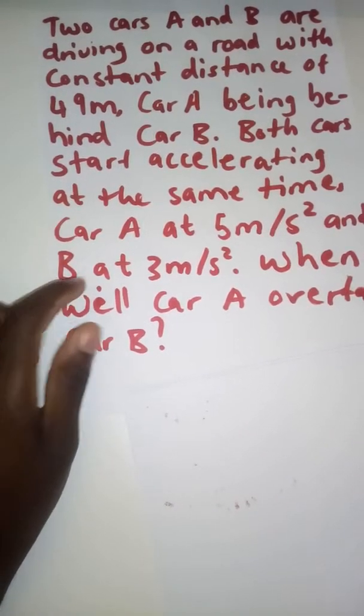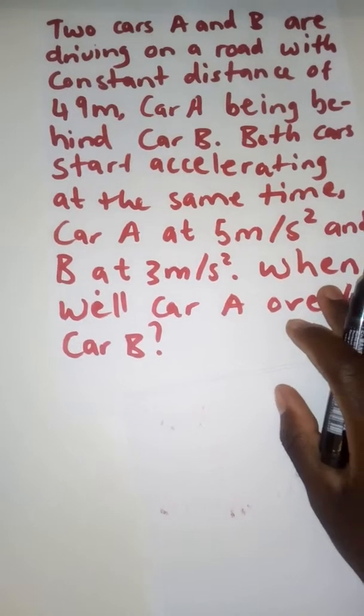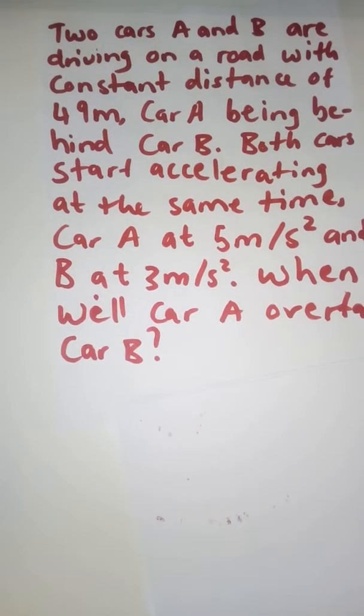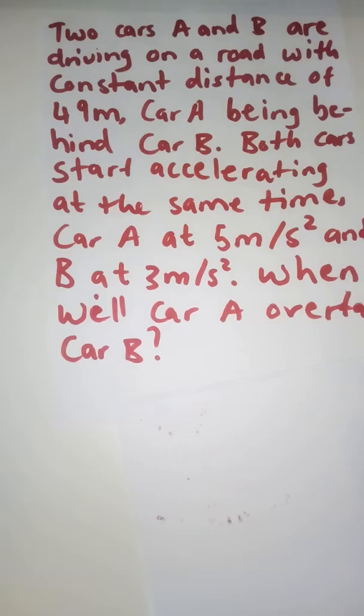Alright guys, today we are going to solve this problem about acceleration. Two cars A and B are driving on a road with a constant distance of 49 meters. This is the distance between the two cars, and the distance is constant. Car A is behind car B, and both cars start accelerating at the same time.